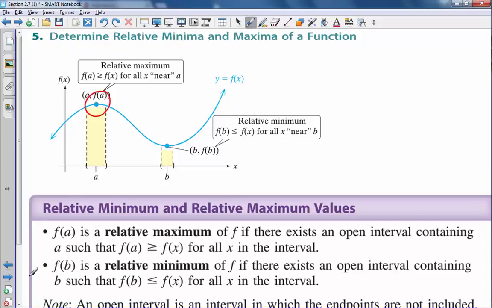Why is it called relative though? The other name for relative is local. Because for people living in this region, this is really the highest peak point for them, right?